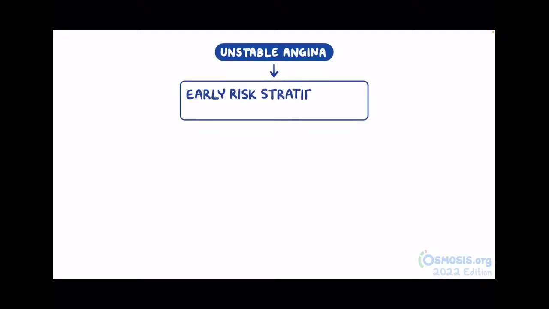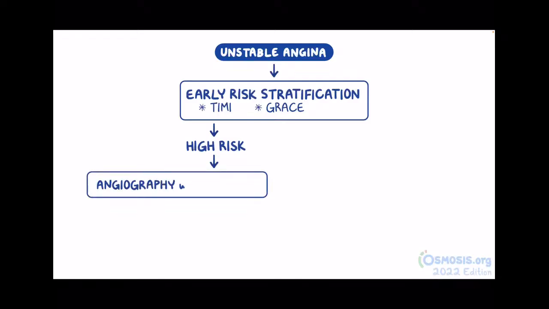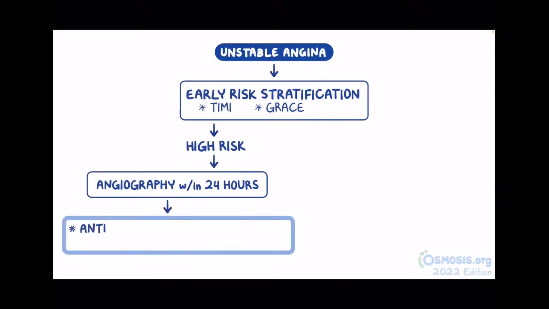Now, if troponin levels are normal, unstable angina is diagnosed. The patient should undergo early risk stratification. Some scores used clinically include the Thrombosis and Myocardial Infarction, or TIMI score, and the Global Registry of Acute Coronary Events, or GRACE score. Patients at high risk for adverse events should undergo angiography within 24 hours. If unstable angina is diagnosed, they should start antiplatelet and anticoagulants. Then PCI or CABG based on findings.